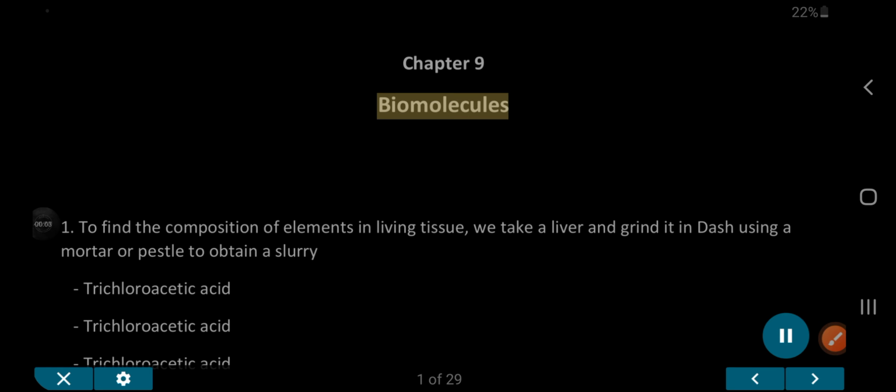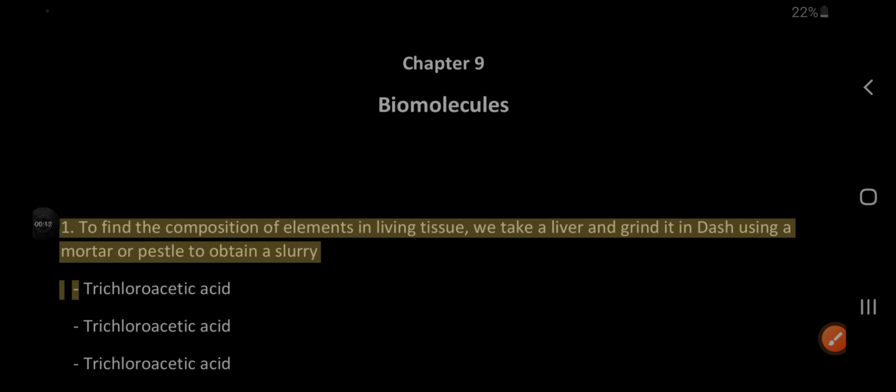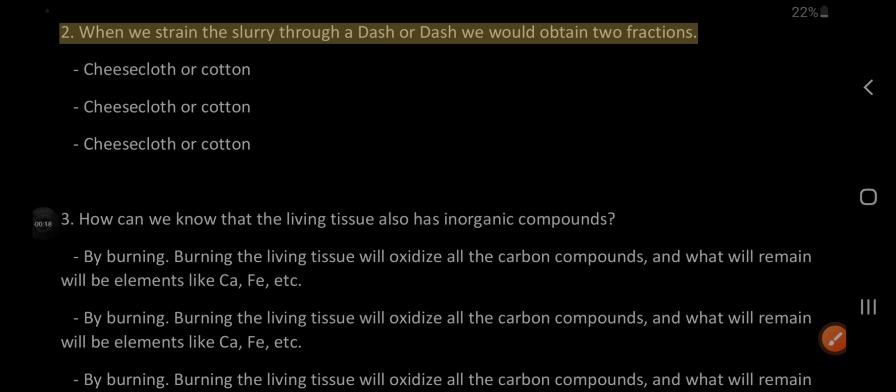Chapter 9. Biomolecules. 1. To find the composition of elements in living tissue, we take a liver and grind it in trichloroacetic acid using a mortar and pestle to obtain a slurry. 2. When we strain the slurry through cheesecloth or cotton, we would obtain two fractions.